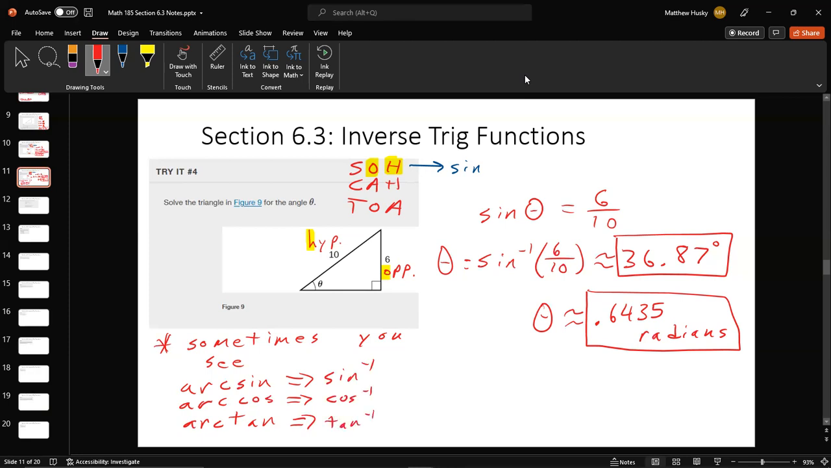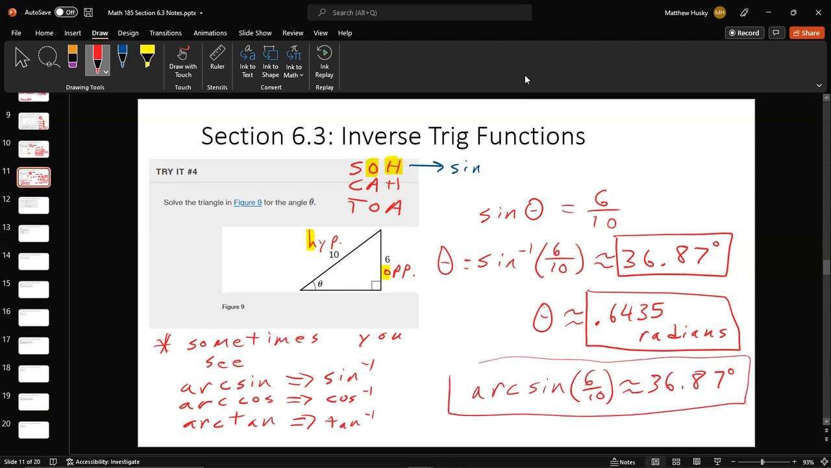So if you ever see arc sine, like for the problem we just did, you could write it as arc sine 6/10, and it means the exact same thing. It's just another notation. It exists. You see it every once in a while.